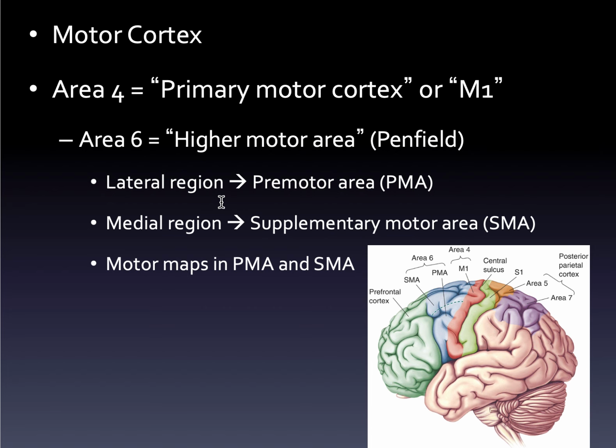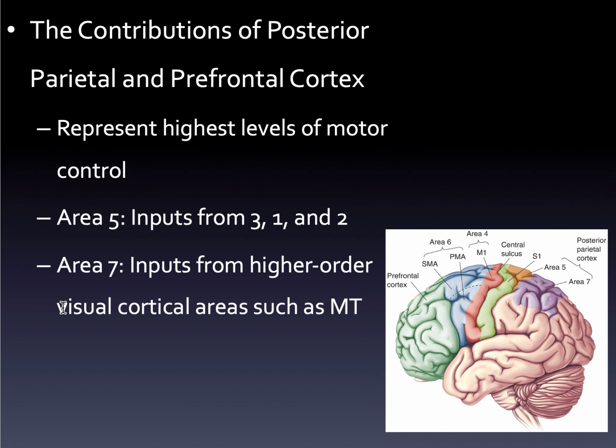Okay, so we haven't really said anything that's unique or special so far about area 6, but that comes into play when we start to look at how other parts of the brain communicate with these motor control areas, right? So if we look now at the contribution of the parietal cortex and the prefrontal cortex.